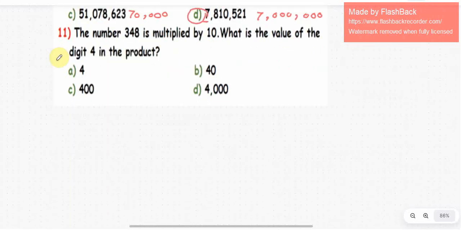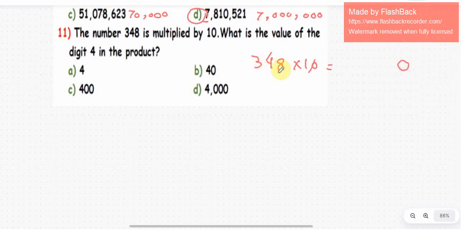Number 11. The number 348 is multiplied by 10. What is the value of the digit 4 in the product? Product means the answer of the times. So I have 348 times 10. First, if I have zeros in the times on the right, I have to put them on the right. 348 times 1 is equal to 348, right? Now we need to know the value of the 4. After 4 how many zeros do we have? 1, 2. So 2 zeros. So it's equal to 400.